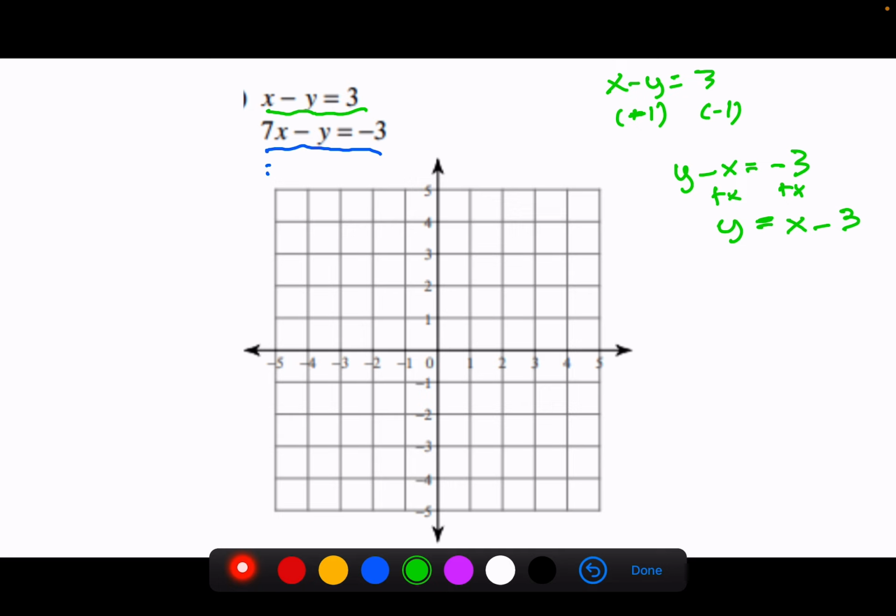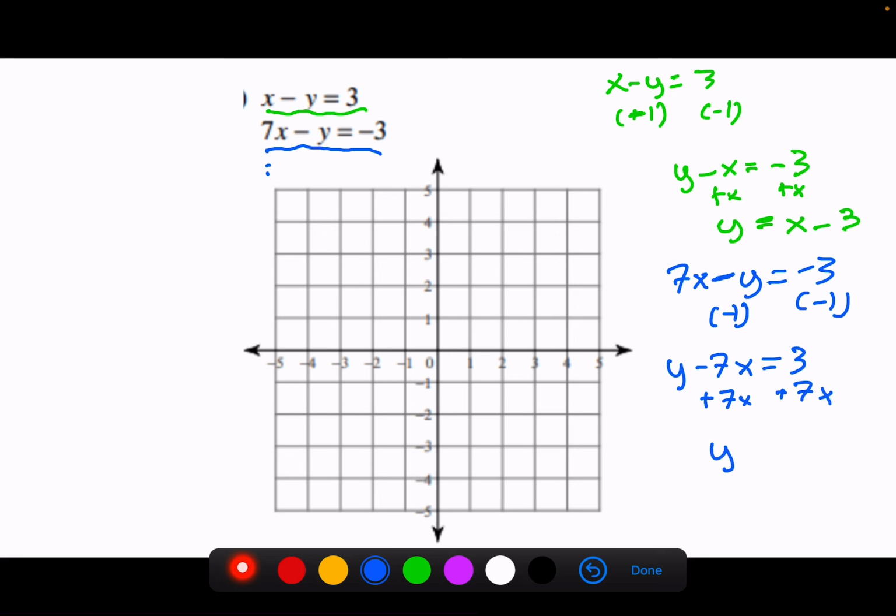And now in blue, let me deactivate Siri quick. Okay, it's deactivated. Now in blue, 7x minus y is equal to negative 3. So let's go ahead and solve for y in y equals mx plus b form. So I'm going to multiply both sides by negative 1 so that I can make the y positive. So now I have y minus 7x is equal to 3. Now I can add 7x to both sides, and I get y is equal to 7x plus 3.